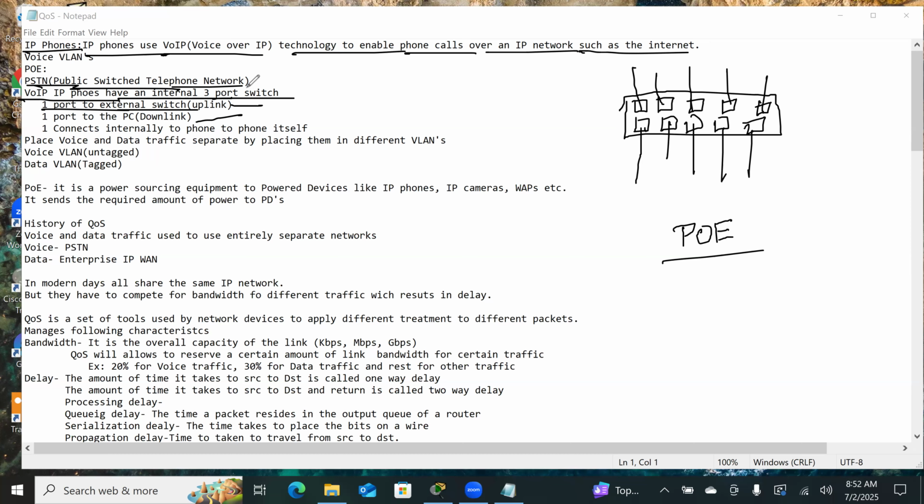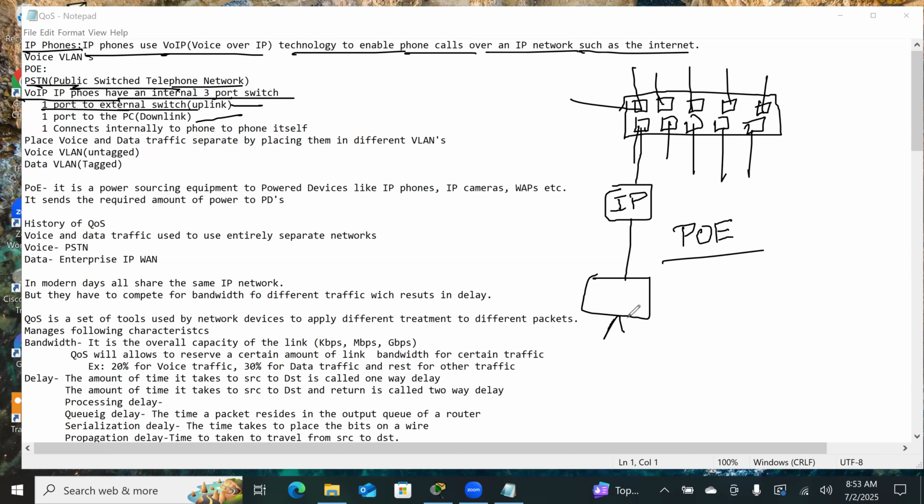So we are extending the network instead of connecting separately to the switch. I mean, connecting an IP phone here and connecting a PC here. What we can do? You can connect an IP phone here, and to the same, you can connect the PC here. So that's the reason they will be giving 3 ports.